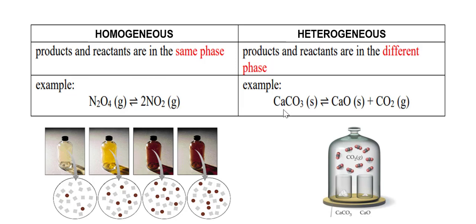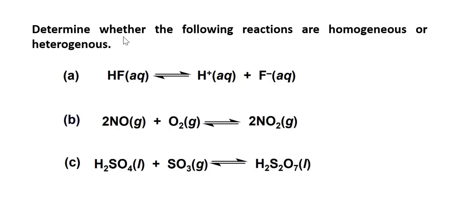For example, if we have calcium carbonate solid in equilibrium with calcium oxide solid and also carbon dioxide gas, since for the reactants and the product here we have one gaseous phase and two solid phases, this reaction is called a heterogeneous reaction. So determine whether the following reactions are homogeneous or heterogeneous.